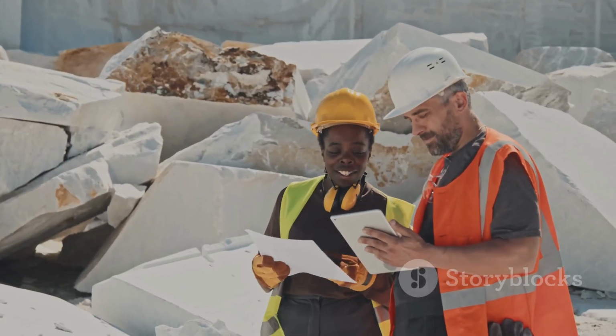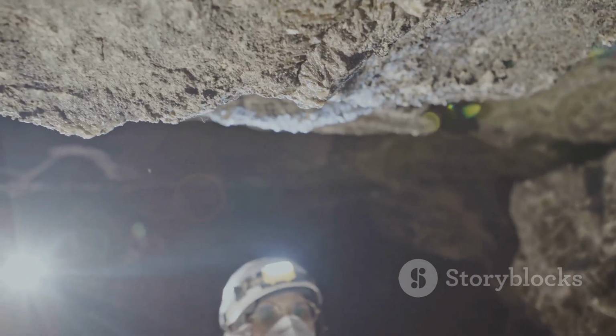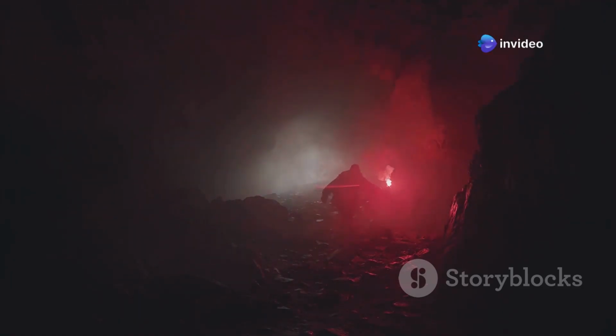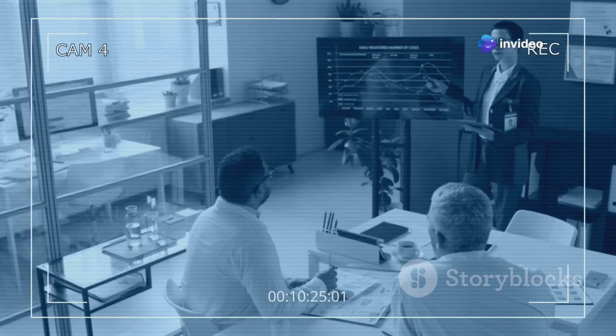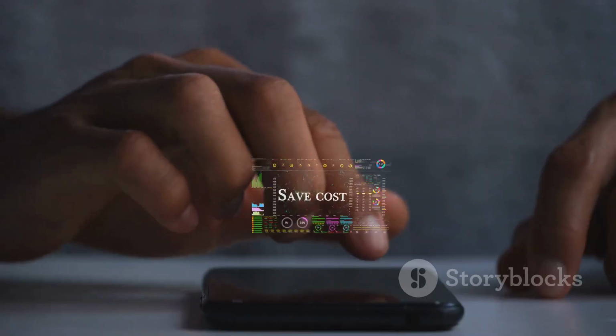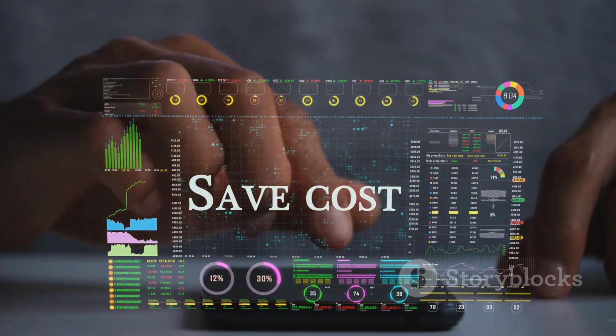Imagine trying to find a specific mineral deposit, or perhaps pinpointing an underground water source. Without well logging, exploration would be like searching in the dark. It provides essential data that guides crucial decisions. This reduces the risks associated with drilling. It also significantly cuts down on exploration costs.